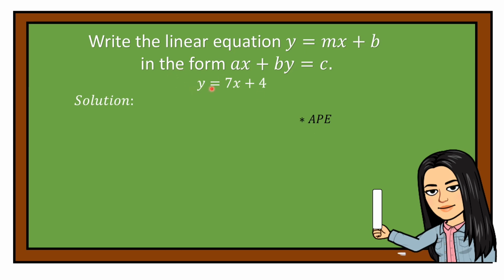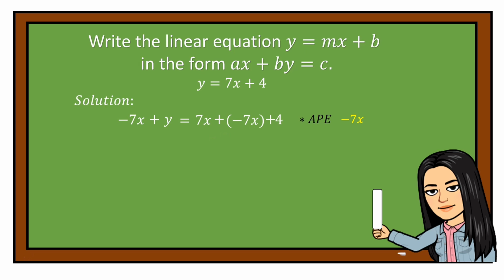As you can see, sa ating standard equation, kailangang ang variable x ay nasa unahan ng ating equation. So, we have to get again the additive inverse of 7x, that is equal to negative 7x. So, we're going to add negative 7x in both sides of our equation. That would become negative 7x plus y equals 7x plus negative 7x and then copy plus 4.